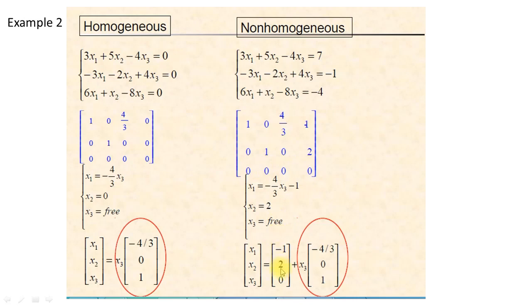So if we put x3 is equal to 0, then x1 will be minus 1 and x2 is equal to 2. And if we put x3 is equal to 1, then we can write the solution as (minus 1, 2, 0) plus x3 times (minus 4/3, 0, 1). So this system also has many solutions.